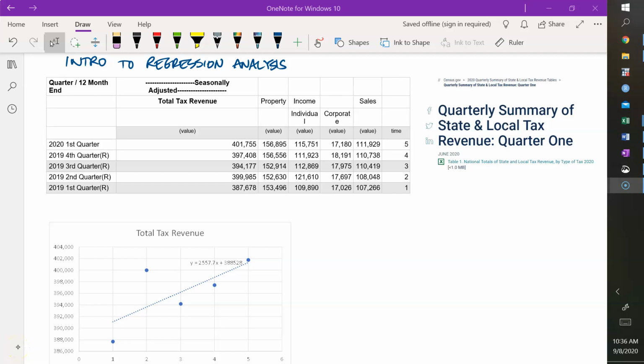This is a short video to get you guys to start thinking about what a regression analysis is going to be and how we use it in econometrics.